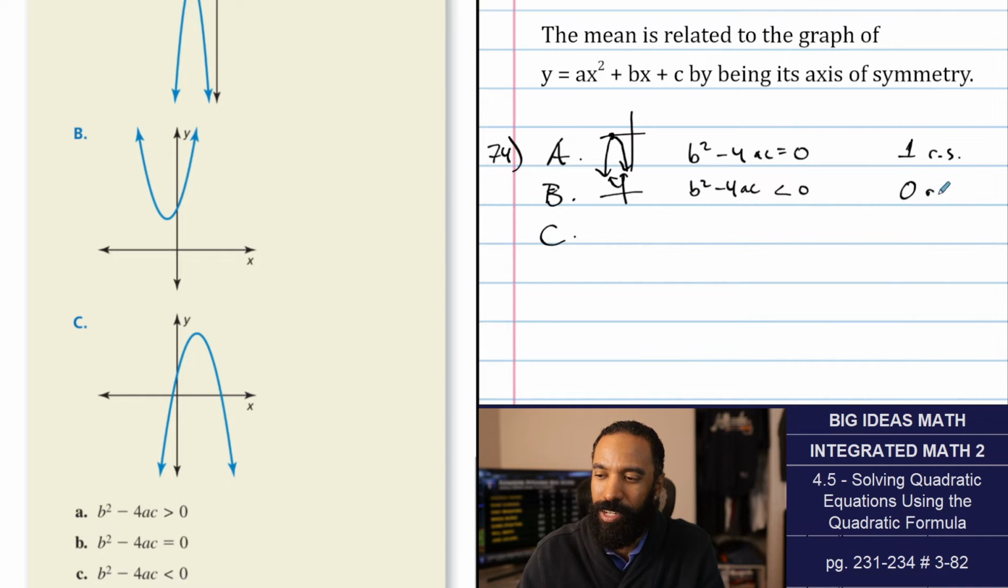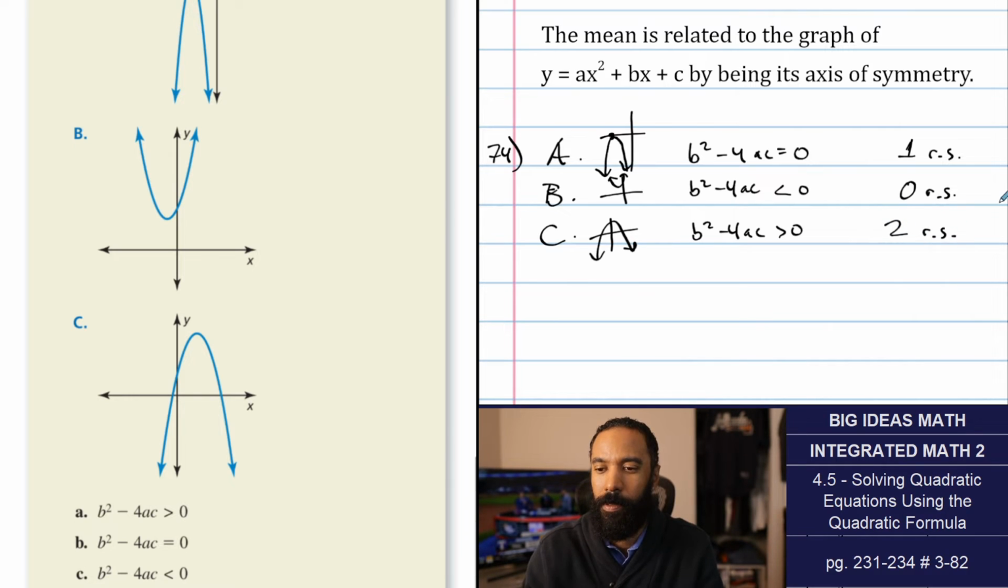Sorry for really fitting this in like this. And C, when this graph is touching the x-axis twice, it's two x-intercepts, or two real solutions. So b squared minus 4ac is greater than 0. Two real solutions. All right.